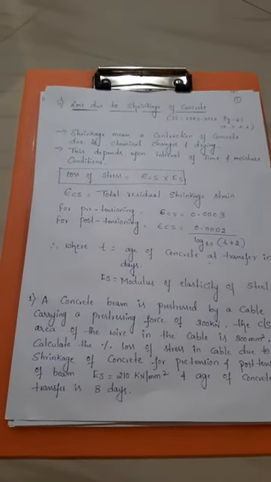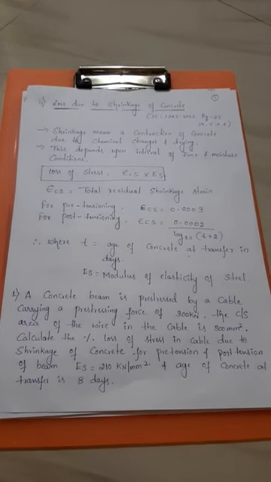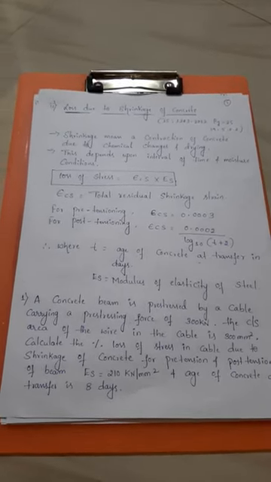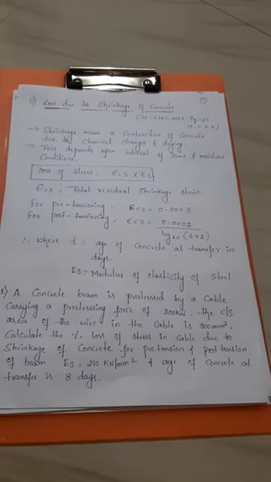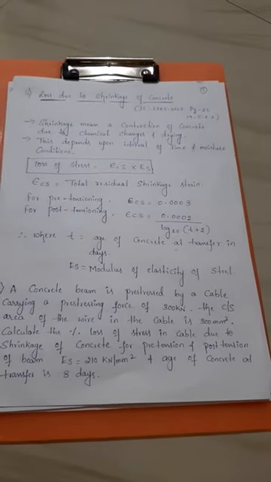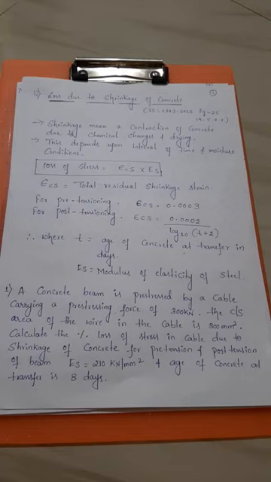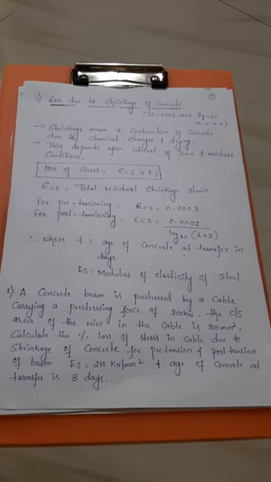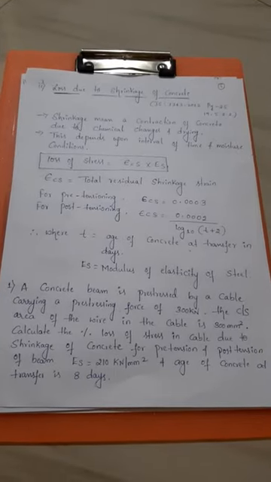So what is this shrinkage? Shrinkage means this is a contraction of concrete due to chemical changes. This depends upon interval of time and moisture condition. So loss of stress due to shrinkage of concrete, the formula is epsilon Cs into Es. So what is this epsilon Cs? Epsilon Cs is nothing but total residual shrinkage strain, and Es, it is already known, that is Young's modulus of steel.